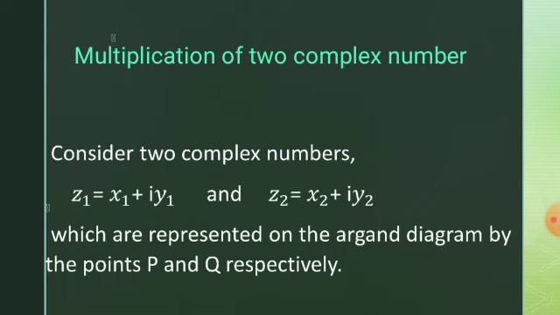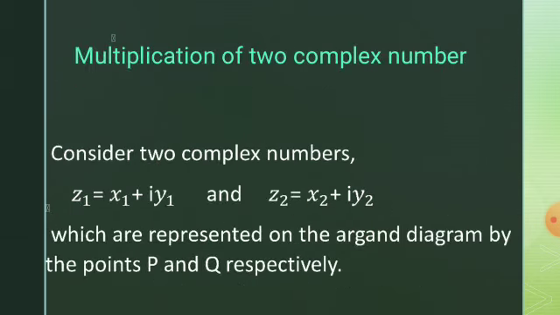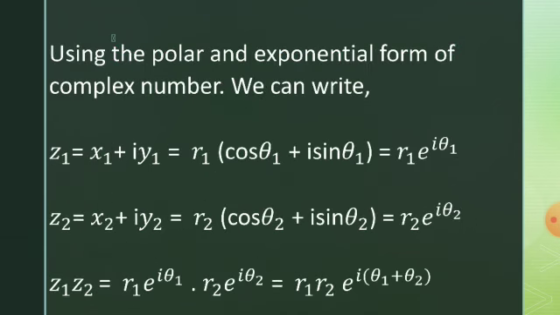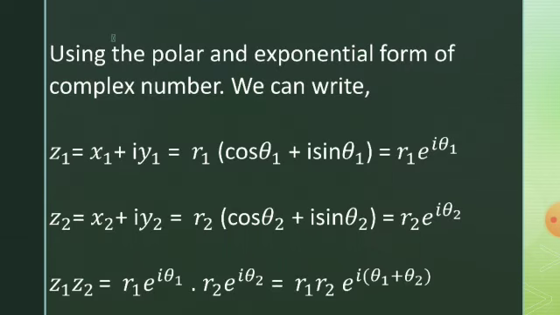Now these two complex numbers are represented by the points P and Q. Point P represents the complex number z1 and point Q represents the complex number z2. Now using the polar and exponential form of complex number, we can write z1 is equal to x1 plus iy1.